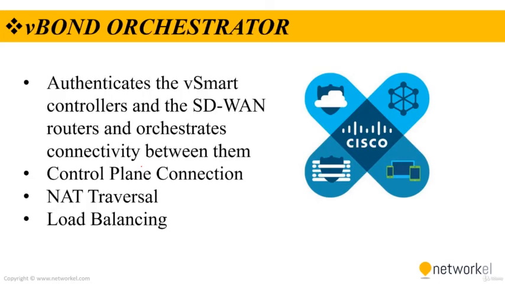When it comes to the vBond orchestrator, it authenticates the vSmart controllers and the SD-WAN routers and orchestrates connectivity between them. It is the only device that must have a public IP address so that all the SD-WAN devices in the network can connect to it. A vBond orchestrator is an SD-WAN router that only performs vBond orchestrator functions. The major components of the vBond orchestrator are control plane connection, NAT traversal, and load balancing.